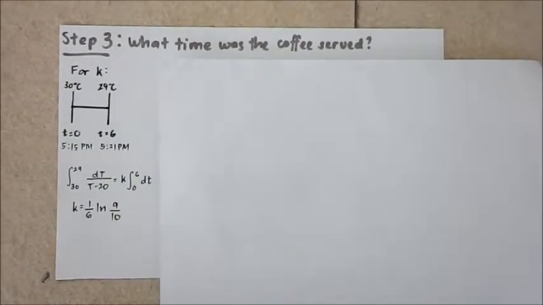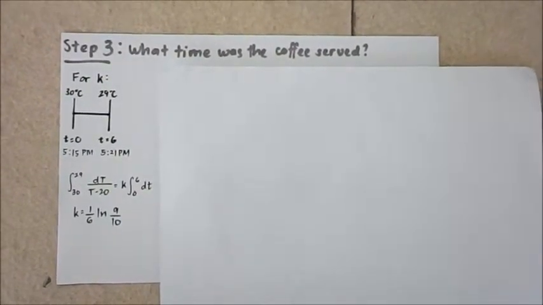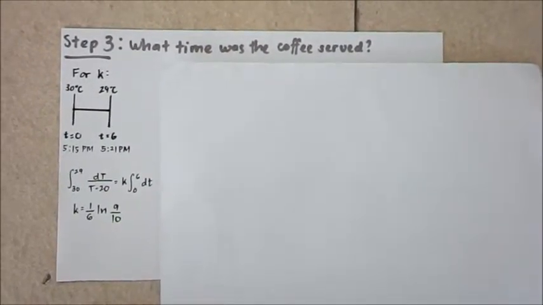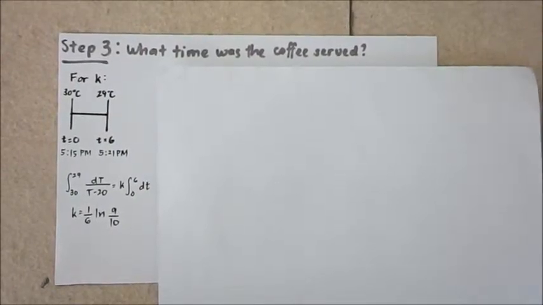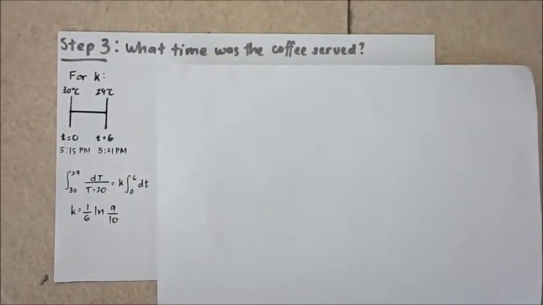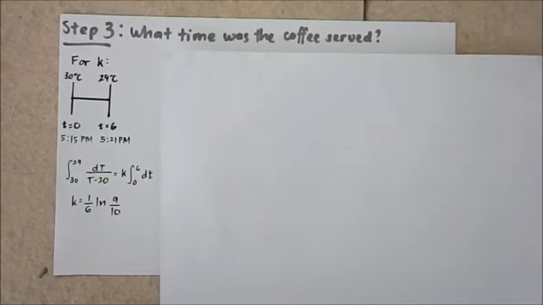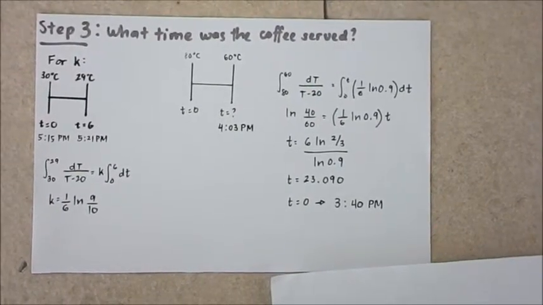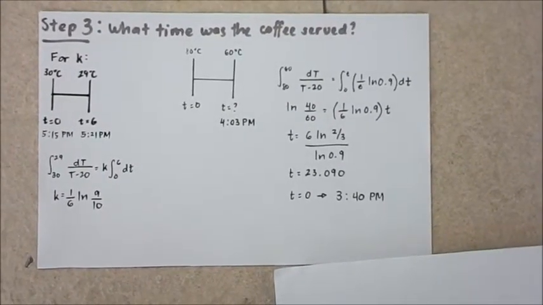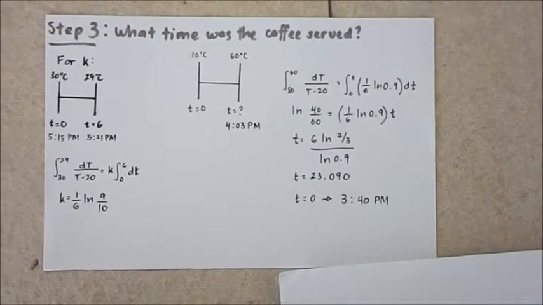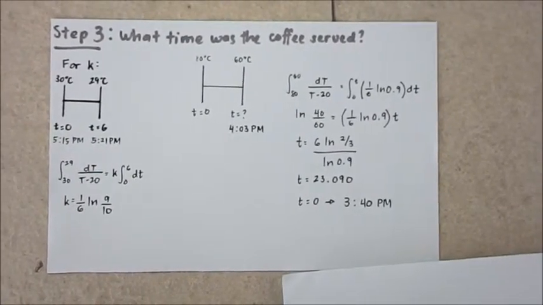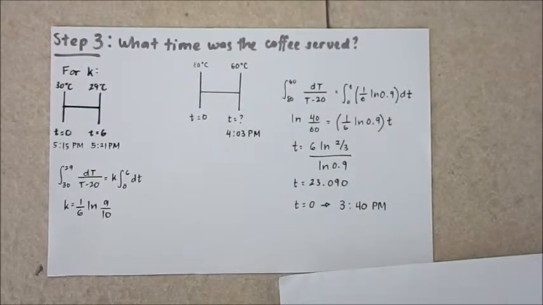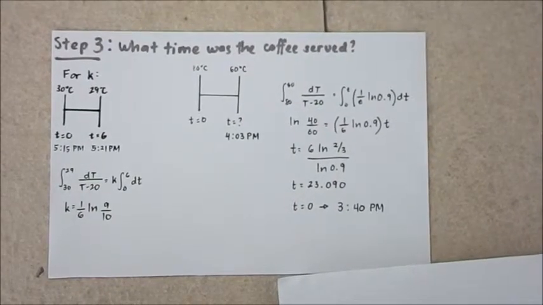So, we would put 5:15 p.m. wherein the time is 0, the coffee is 30 degrees Celsius. While when it already lowered down to 29 degrees Celsius, it took 6 minutes. So we have a k of 1/6 ln 9/10. Now that we have the value for k, we can now get the time when the coffee was served. So when time is 0, the coffee is 80 degrees Celsius, while when the coffee is now 60 degrees Celsius, the time is unknown.